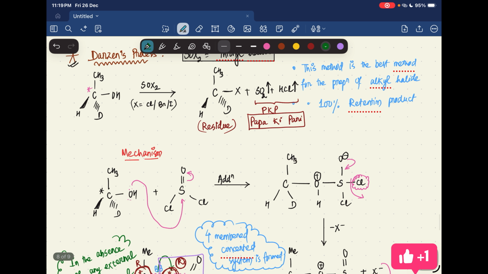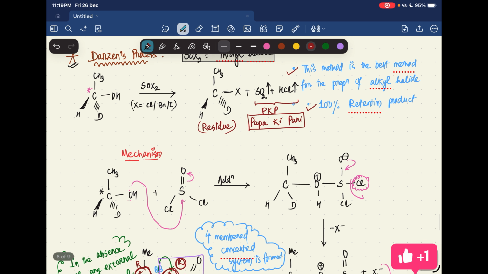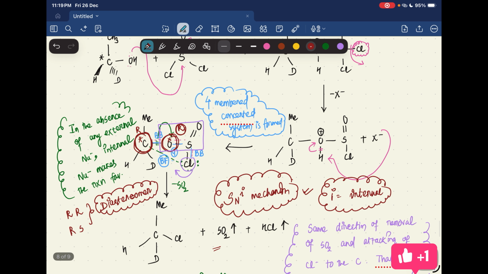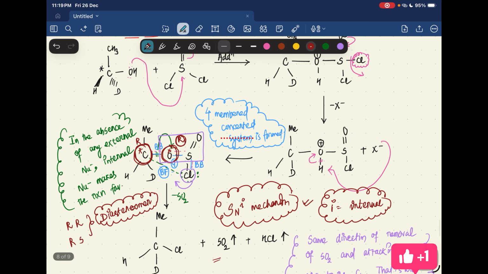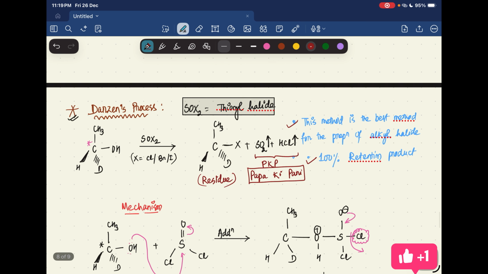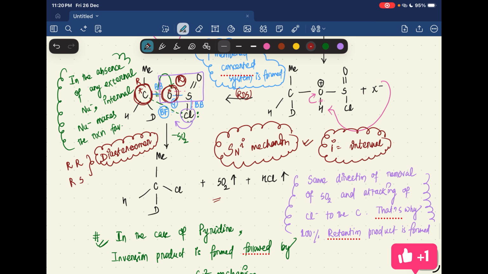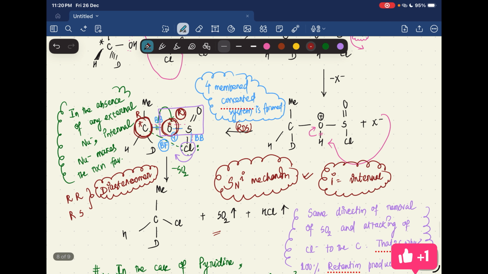As we told, these are the things we have to keep in mind. Number one is this method is the best method. Already it is a very famous question: 100% retention product, as I told, we could know from the mechanism part. Let me clear this point. This one is the RDS step. After that, removal of SO2 gas and removal of HCl gas occurs. Both of these are gases which will be removed from the container. Only the residue part will remain. That's why this is the best method.